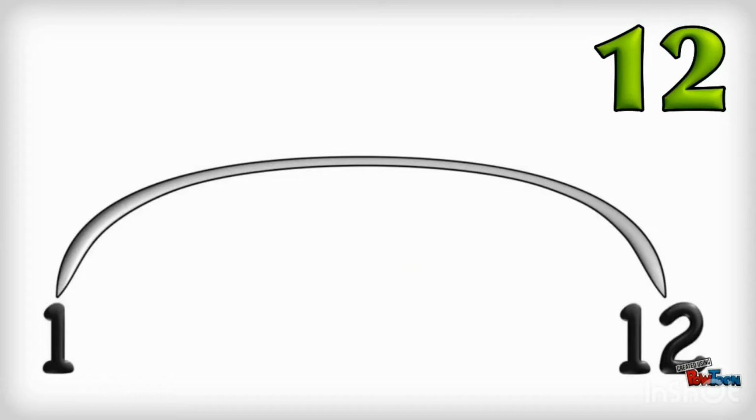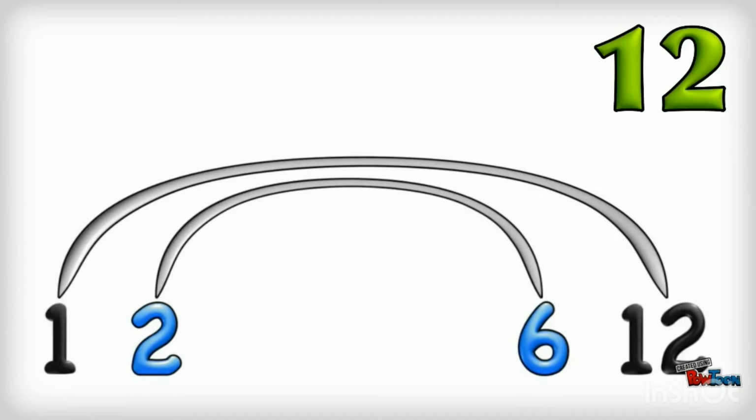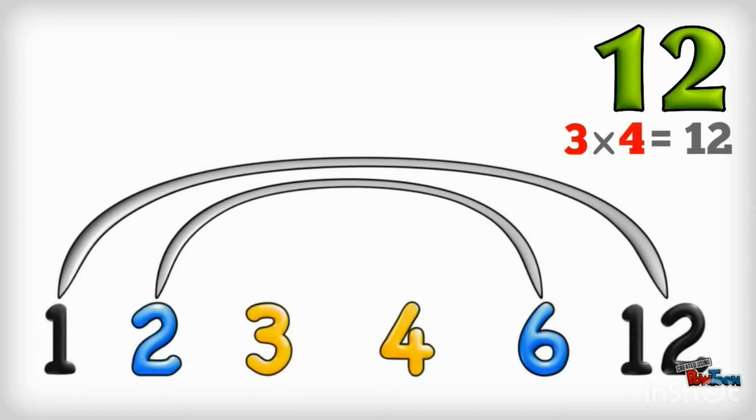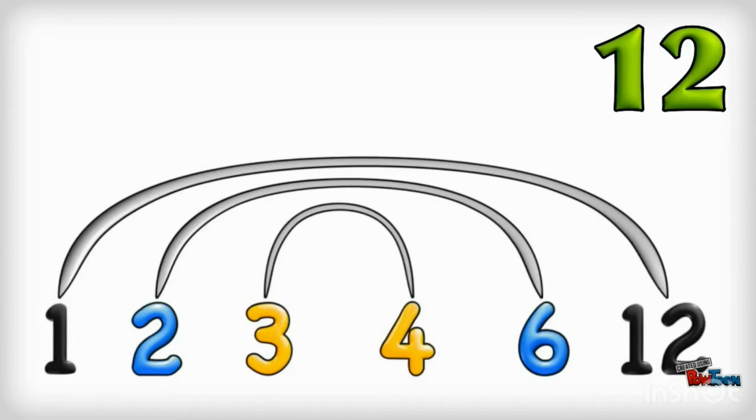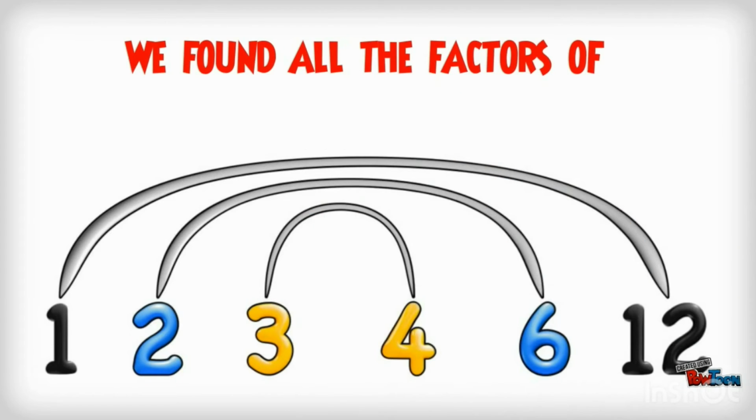Okay, now you try 2 times the number to make 12. Well, 2 times 6 is 12. List the 2 and the 6 and put the arc in. Then 3 times the number. 3 times 4 is 12. List the 3 and the 4, put the arc in. 3 and 4 are consecutive numbers, so we know we finished because there's no whole number between those two. We've just found all the factors of 12.